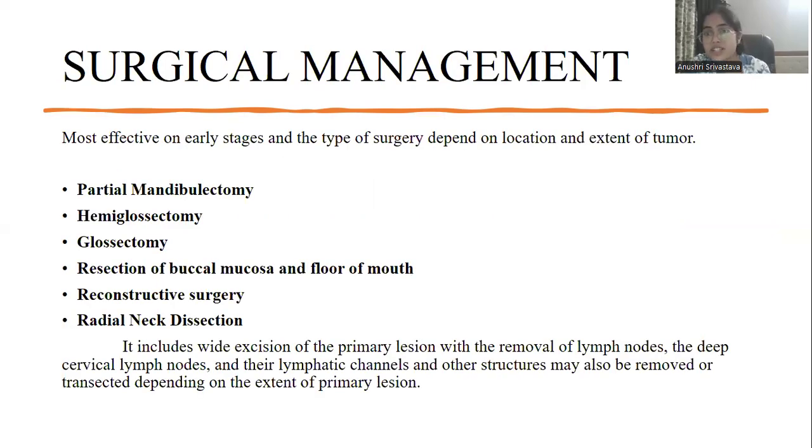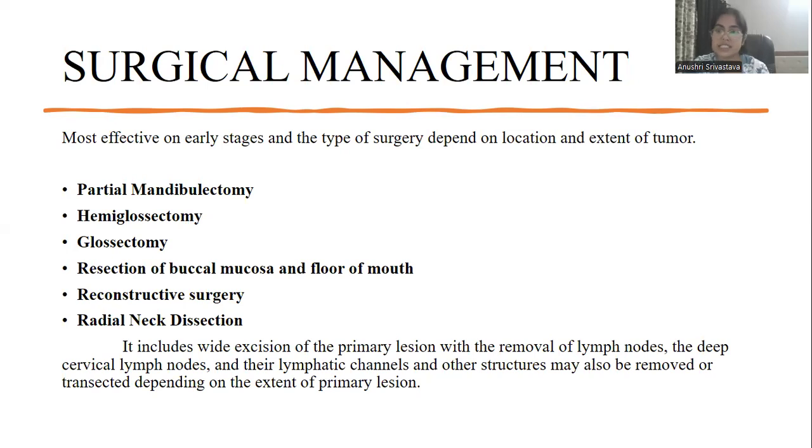Then what is the surgical management we are going to do? It is most effective in early stages, and the type of surgery depends on the location and extent of the tumor. If we do surgical management in early stages, there is a high chance we can treat the cancer. What kind of surgery we choose depends on the location where the cancer is located, whether it is lip cancer, oral cavity cancer, or cancer at the back of the oral cavity, or the extent of the tumor, whether it is 2 centimeter, 4 centimeter, or 6 centimeter. Depending on that, we will choose the surgical management.